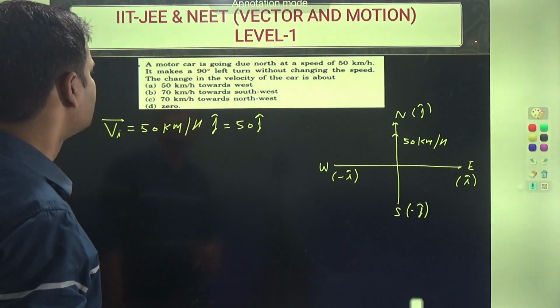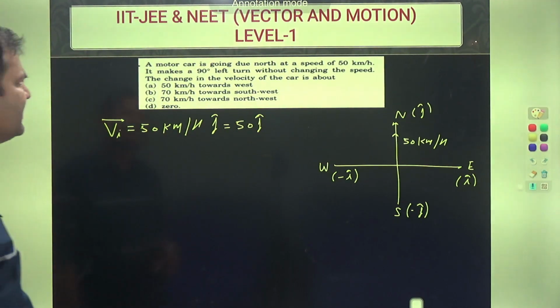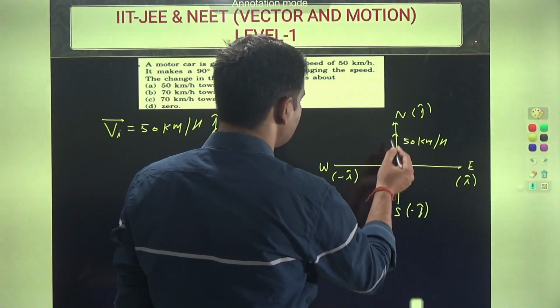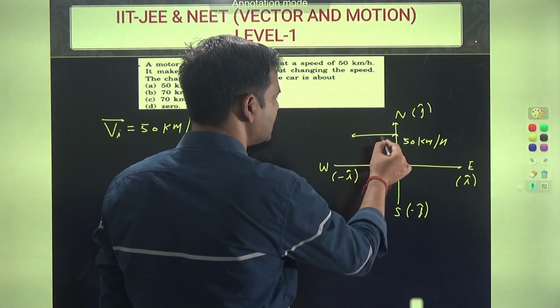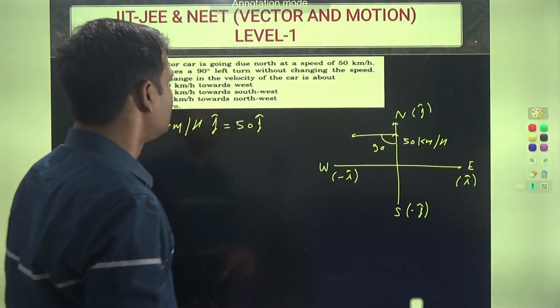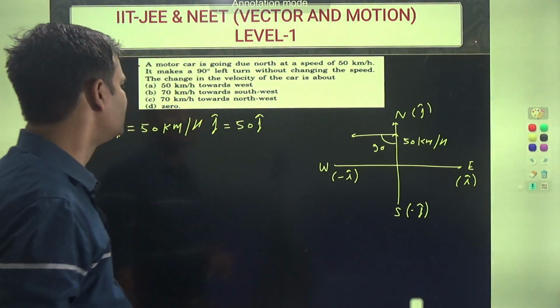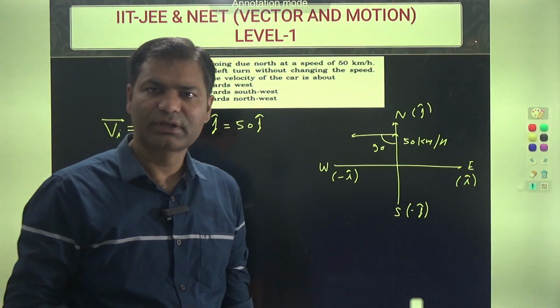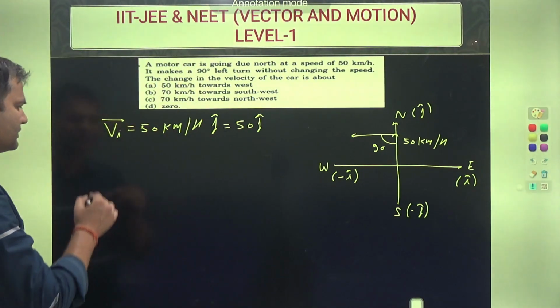After that, it makes a 90-degree left turn. A 90-degree left turn means like that one. Okay? Without changing the speed means what about the speed? 50 km per hour. So what about the final velocity?